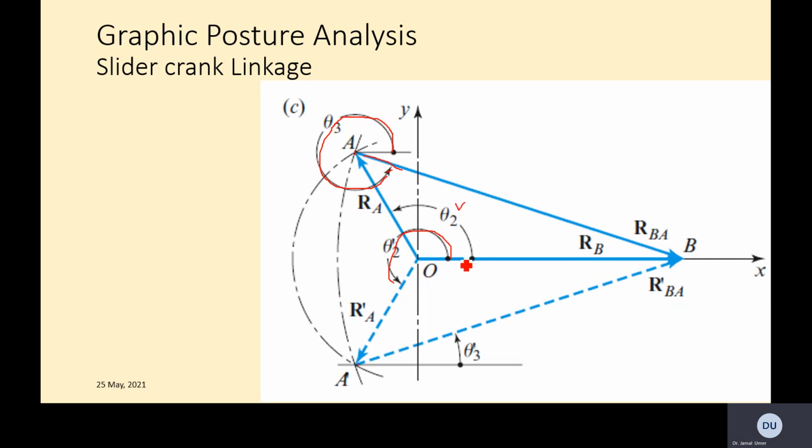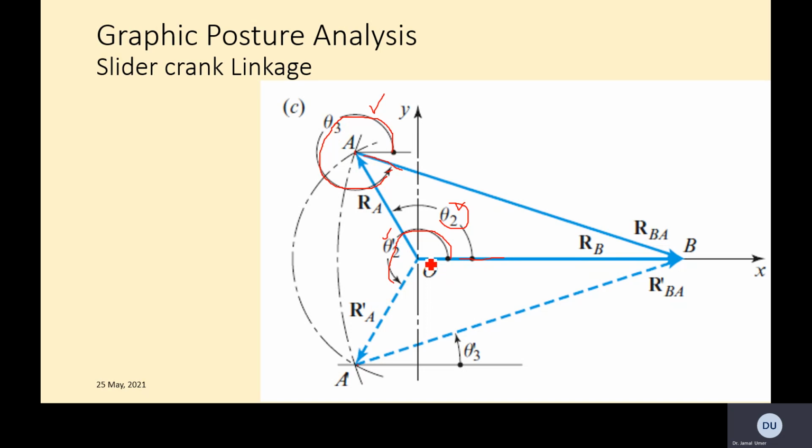Theta 2, what is theta 2? From the x-axis to the crank. So this is theta 2 when it's at position A, when it is in position prime. So this is theta 2 prime. Yeah, so this is one of the angle basically. Theta 2, there are two different possible solutions for theta 2.